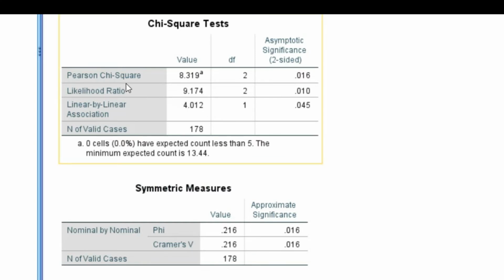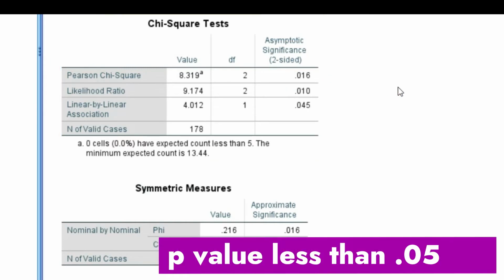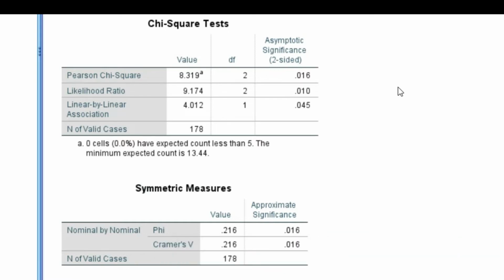And the Pearson chi-square value is 8.319. And this asymptotic significance, which is the p-value, we are getting it as 0.016. So we can see here this is significant at the 0.05 level. This proves the hypothesis that there is an association between the age group of the teachers and whether they belong to rural or urban areas. In fact, in rural areas, the teachers are more likely to be younger. So in rural areas, there is a smaller number of senior teachers.